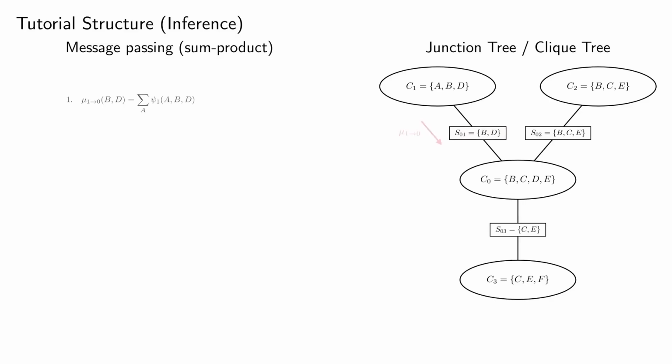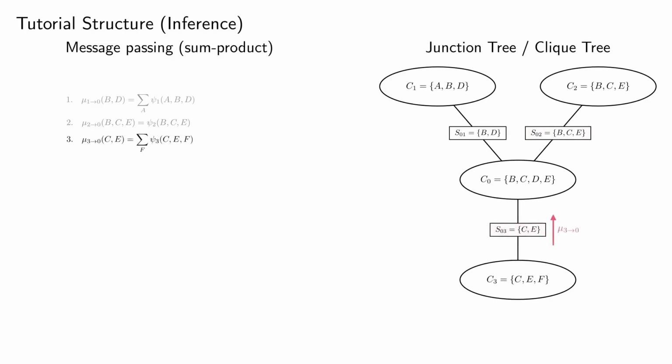Next, C2 sends the message 2 to 0. Cluster C2 contains exactly B, C, and E, which are also the separator variables. No variable needs to be summed out in this example. The outgoing message is simply the local factor, psi2.